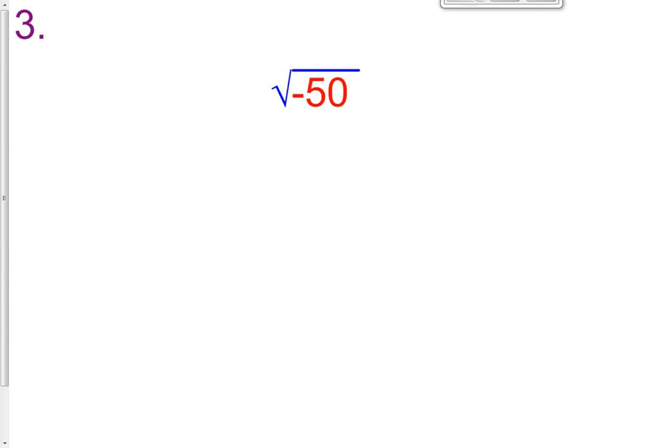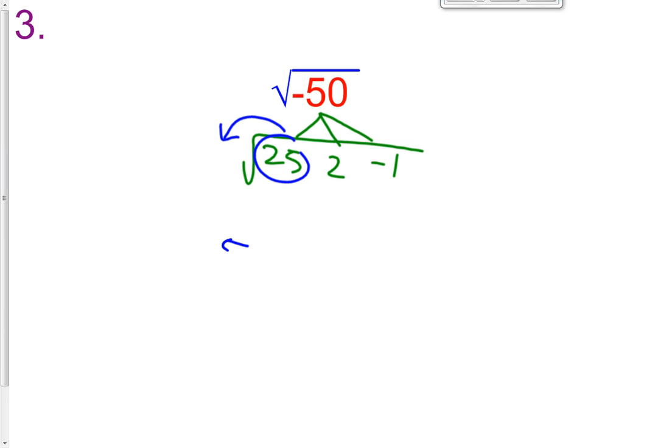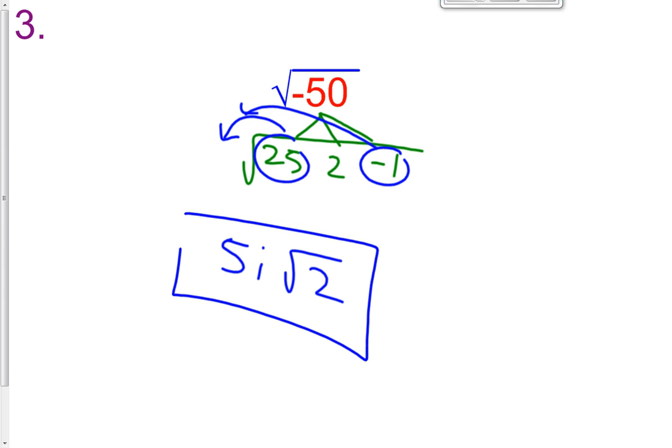Let's take a look at problem number 3. I can take the square root of a negative 50. I cannot take the square root of a positive 50. However, I can break this up into 25 times 2 times a negative 1. The square root of 25 comes outside the radical as a positive 5. The square root of a negative 1 is an i, so I can take out 5i, and what's left underneath the radical? The square root of 2. So there's my answer for problem number 3.